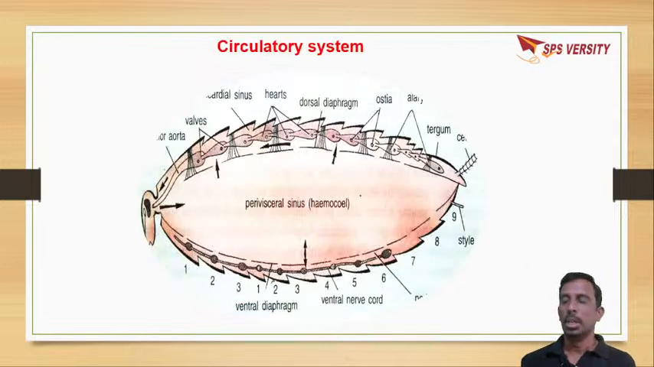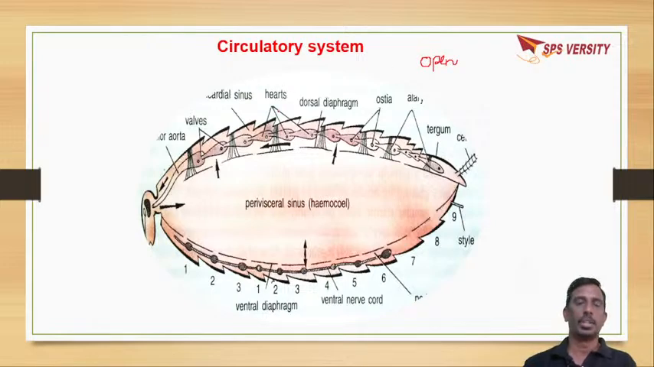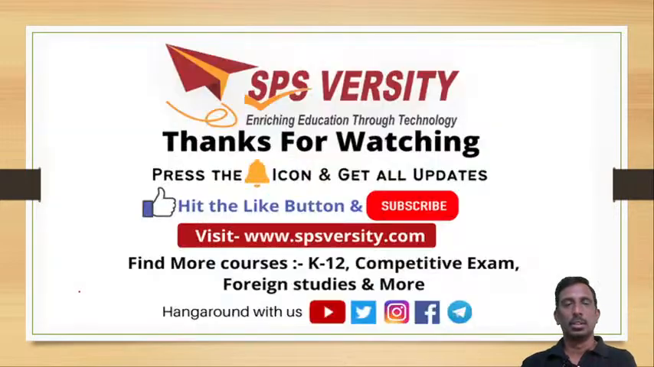And when you come to the circulatory system of the cockroach, it is open type. There are no blood vessels, and there are 12 pairs of hearts which open by ostia. There are sinuses into which the blood is released. This is about the circulatory system of cockroach.